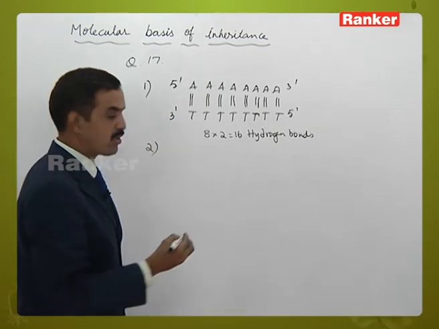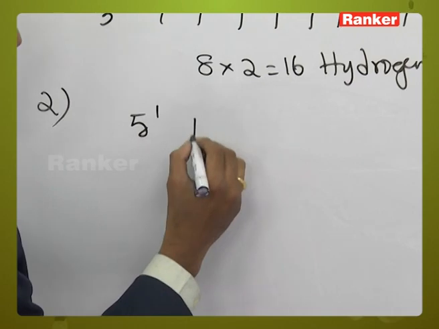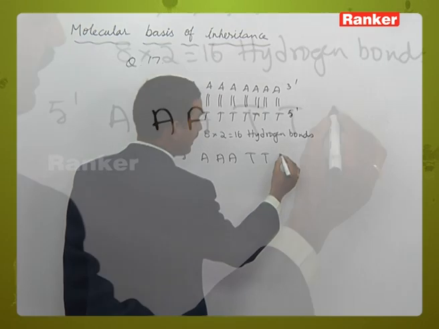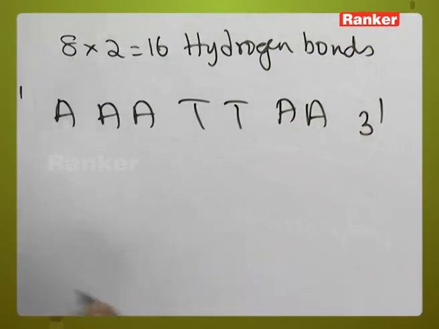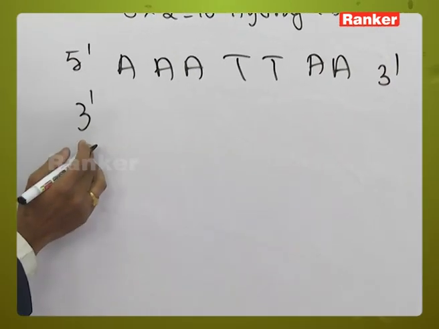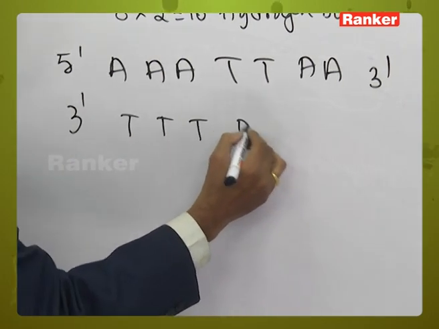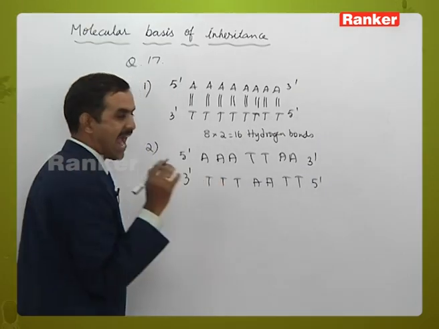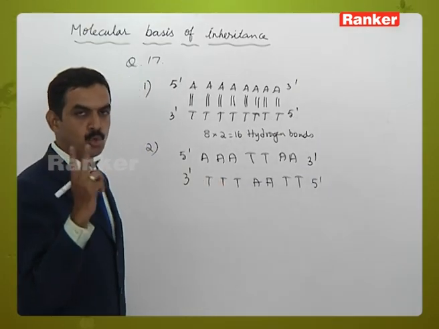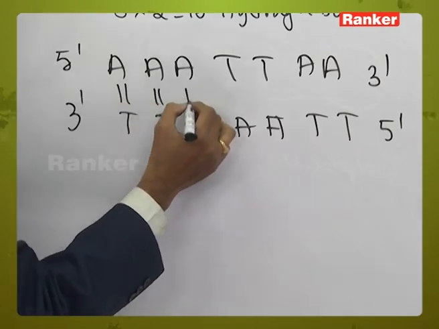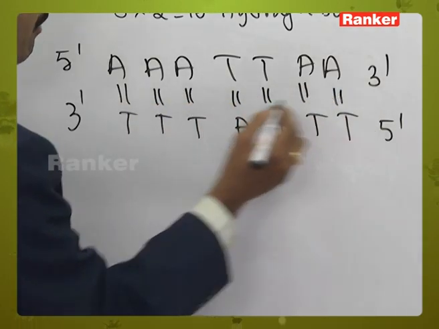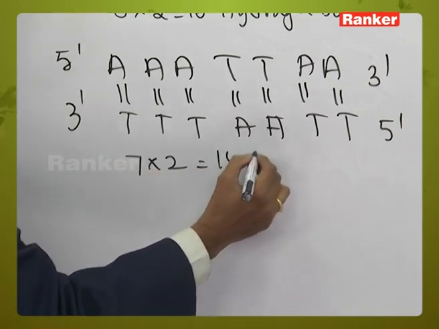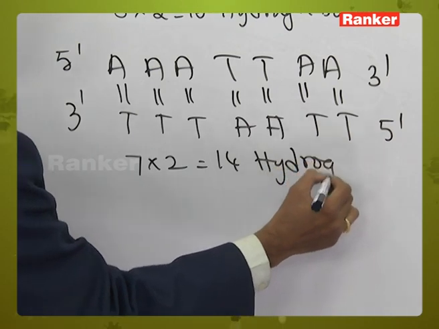Here the proportion is given as 5' A, T, T, and A 3'. The second strand is T, T, T, A, T, T 5'. Wherever adenine and thymine are there, as I already said, 2 hydrogen bonds are present. So everywhere we have to take 2 hydrogen bonds. But here how many pairs of A and T are there? Only 7 pairs. So 7 into 2, 14 hydrogen bonds are present for the second one.